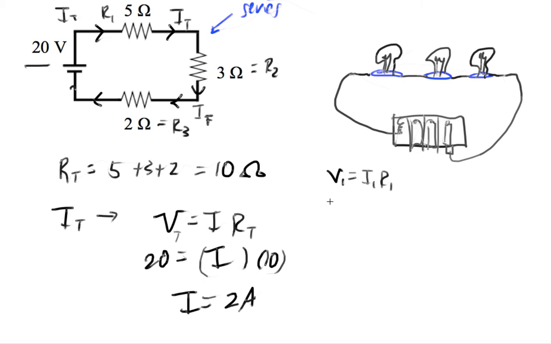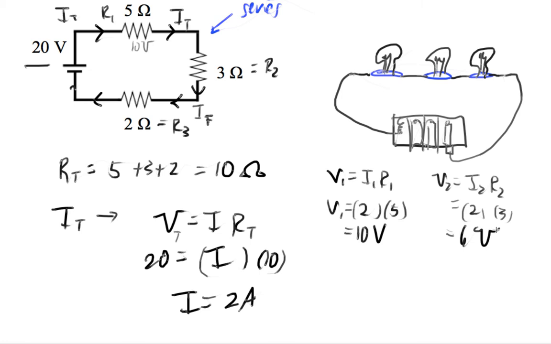So we have V1 equals this 2 amps that we calculated before times R1, which is 5. So we've got 10 volts going across this resistor. When we look at the second resistor, we have V2 equals I2 times R2. That's going to be 2 amps times the 3 ohms, which is going to give us 6 volts worth. And then finally for R3, we're going to have I times R3, which is going to be 2 amps times R3, which is 2. And so we're going to end up getting 4 volts worth of voltage right there.